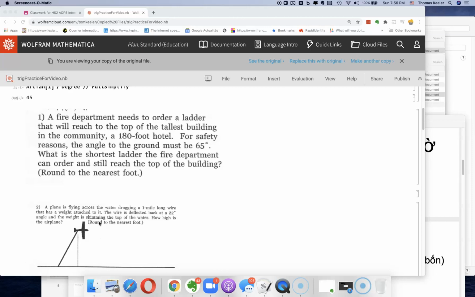We'll see which color background works. This fire department needs to order a ladder that will reach to the top of the tallest building, the 180-foot hotel. Okay, so I'll draw a hotel up to here, 180 feet. And for safety reasons, the angle to the ground must be 65.